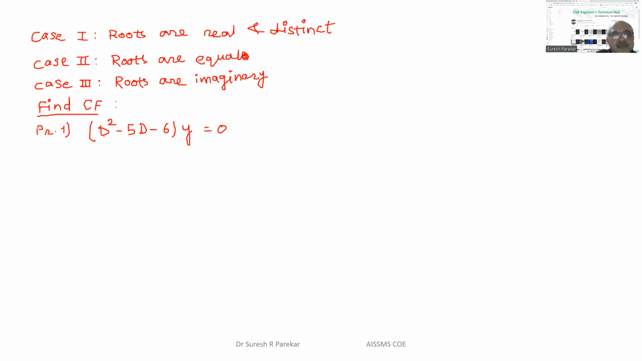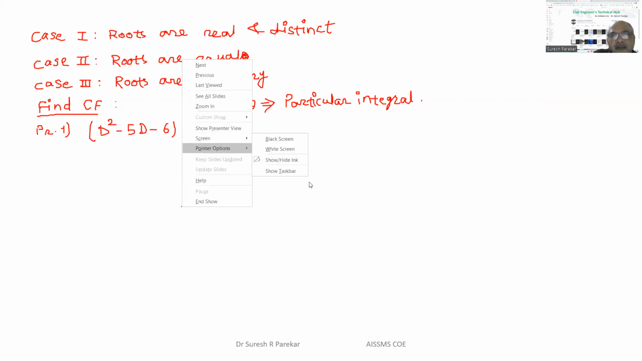Now in this, we have D square minus 5D minus 6 y equal to 0. This is Q, and we already know Q is related with your particular integral. Therefore, in all problems where we talk about the complementary function, we take Q as 0, and due to this Q equal to 0, your PI automatically becomes 0. Complementary function is a very simple part.